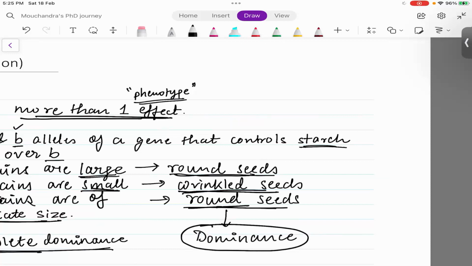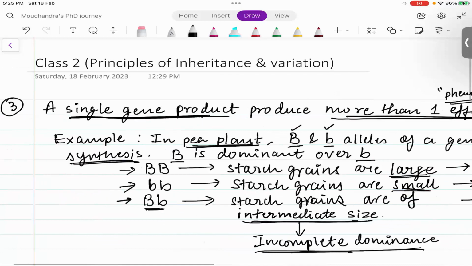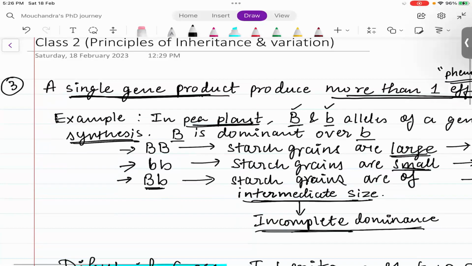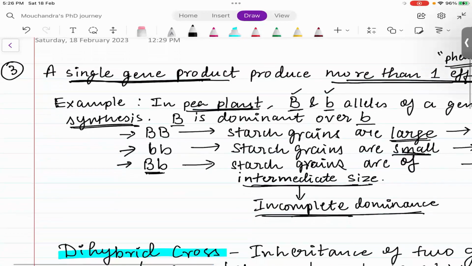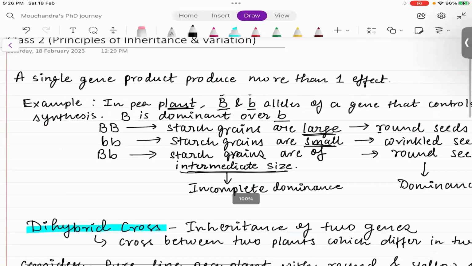That thing is applicable. Okay, so these were 3 phenomena which are exceptions to Mendel's laws of inheritance, which he gave for the monohybrid cross. Now let's quickly move to doing a dihybrid cross. So what is a dihybrid cross actually?